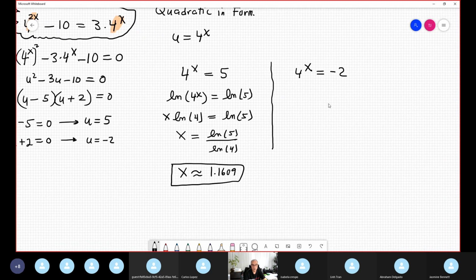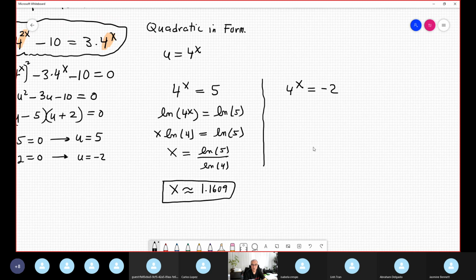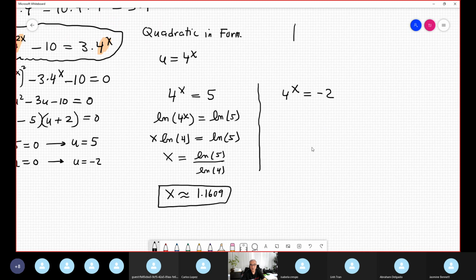wow, my second solution is weird because I saw something weird here. Exponential base 4 is equal to negative 2. This is impossible. Why is it impossible? Because I know that the exponential function graph always looks like that, 4 to the x. And negative 2 is a horizontal line here. Never intersecting. No solution. Okay, no solution.